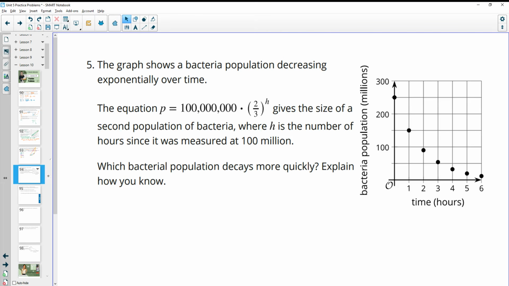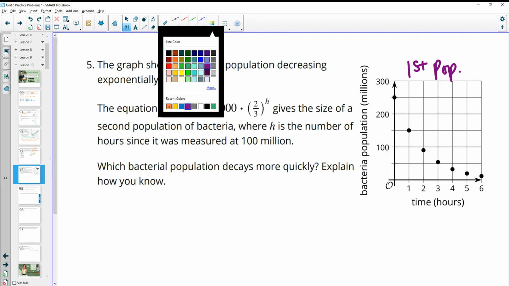Number 5, the graph shows a bacteria population decreasing exponentially over time. This equation gives the size of the second population. So this one's the first population. And then this equation gives a second population where H is the number of hours since it was measured at 1 million. Which bacterial population decays more quickly? So let me change this color here.